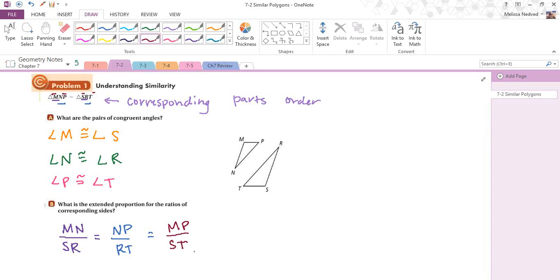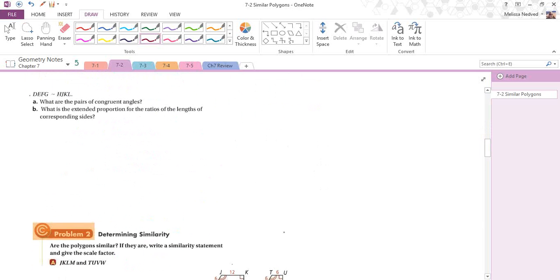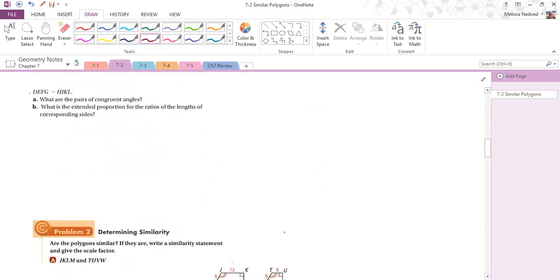So knowing that they're similar means when you divide each of these sides, the first triangle divided by the second triangle for the corresponding sides, you should get the same scale factor or the same ratio when you simplify. So let's look at one more example. Here I'm not given a picture. I have a quadrilateral DEFG, and it's similar to quadrilateral HJKL.